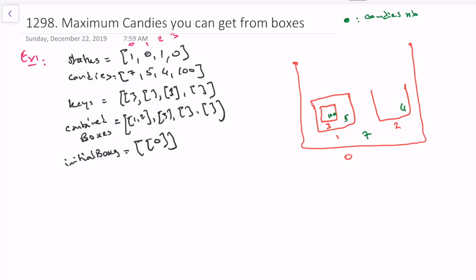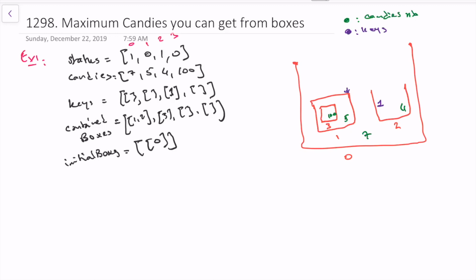I'll put the keys here. In position 0, 1, 2, the box at position 2 has the key for box 1. So now we need to have box 2 to be able to open box 1, and once we open box 1, we have box 3. Now we need a key for box 3 to be able to open it, but unfortunately we don't have the key for box 3, so we can't get the candies in there.